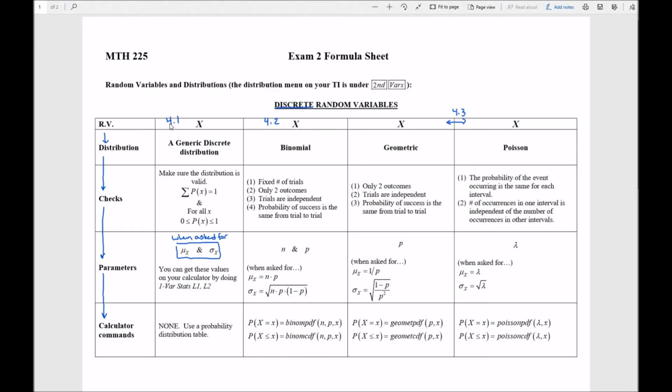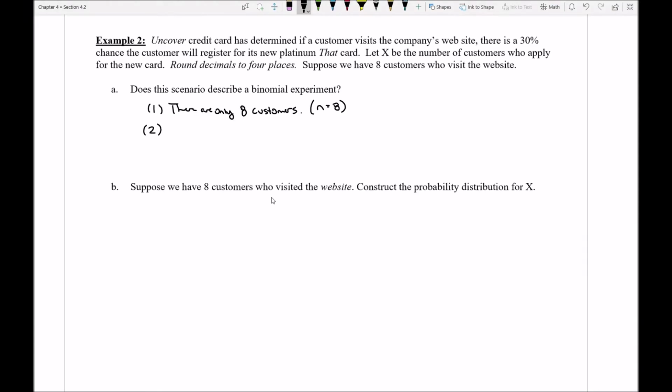Okay, what about number 2? If I look back on the formula sheet, it says that this experiment for each individual person should only have 2 outcomes. Well, that makes sense. My success here would be that the person signs up for the new card, and the failure would be that the person doesn't sign up for that new card. Okay, so I can kind of see there's one of 2 things is going to happen. They sign up or they don't sign up.